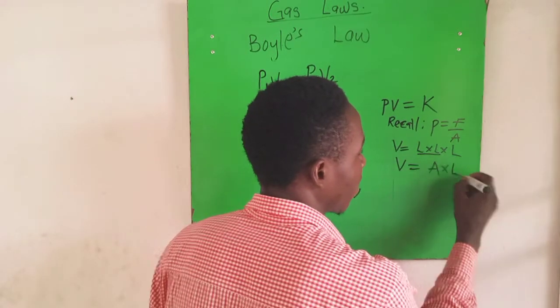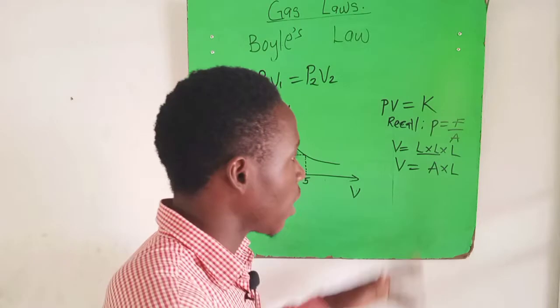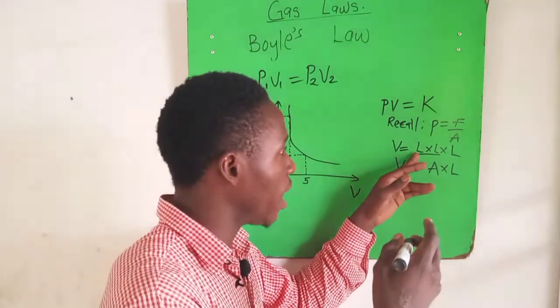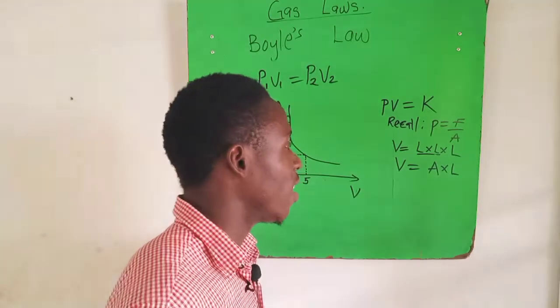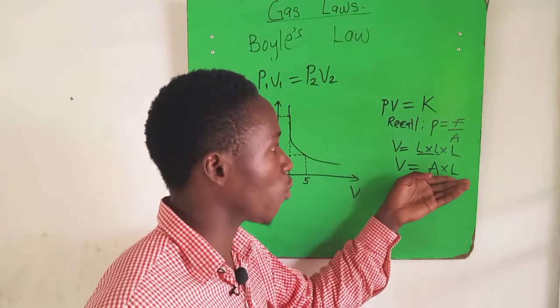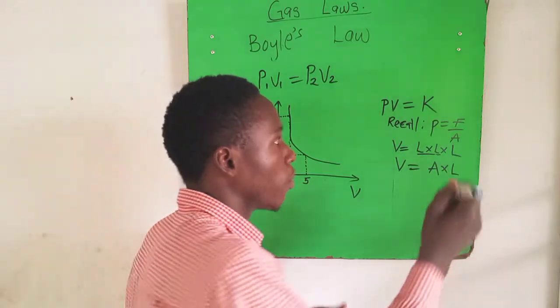Area times length. I don't know if I'm clear. Now, volume is what? Triple L. For a cube, length times length times length, or length times breadth times height. It is three dimensions of distance. So volume can be said to be area times length.